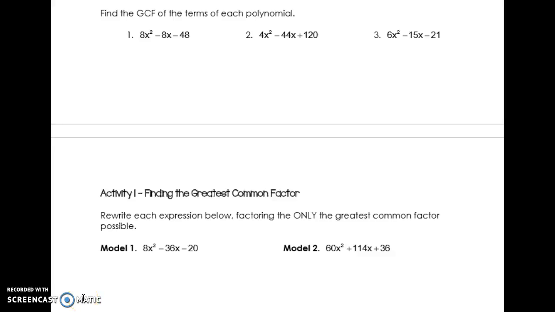In this video, we're going to explore the greatest common factor and how it applies to factoring. So on the first three questions here, we want to find the GCF, that's the abbreviation we're going to use for greatest common factor, of each of the polynomials.